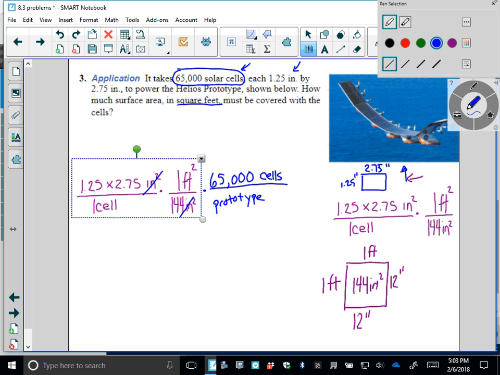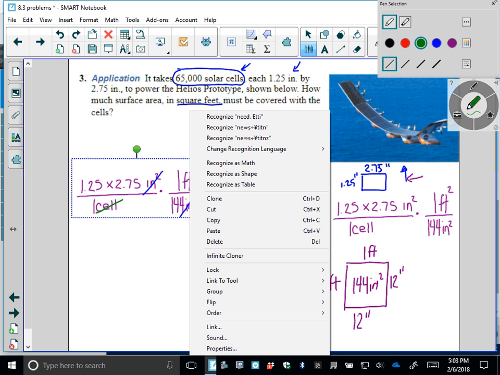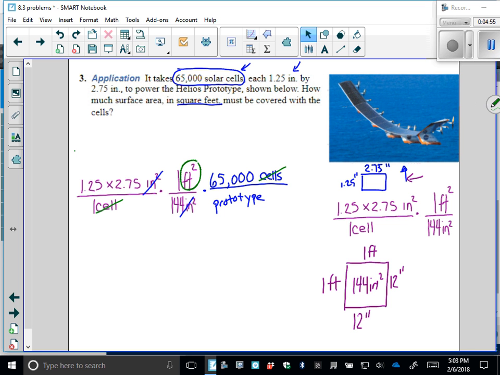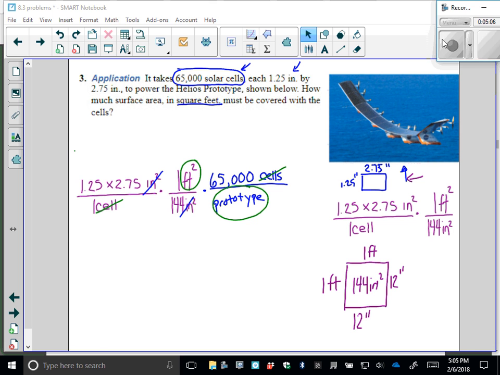So my units that I'm left with now are square feet per prototype. This is the only set of units that I have left. So that's going to be my surface area. So I'm going to pause this and calculate that out with a calculator.